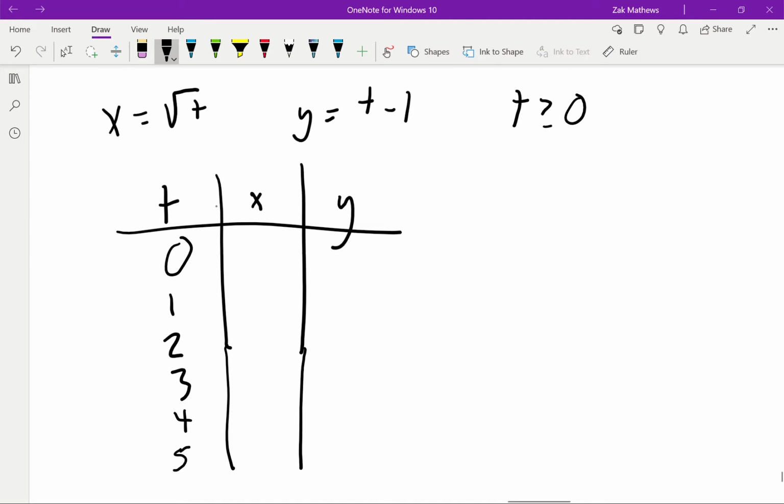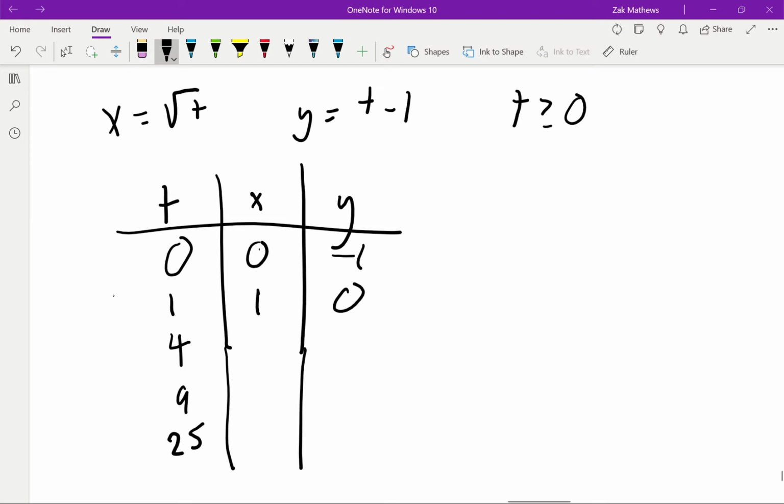And I'm going to start plugging in. Square root of 0 is 0. 0 minus 1 is negative 1. Square root of 1 is 1. 1 minus 1 is 0. Square root of 2, I don't want to do it. I don't want an irrational number. So I realize, you know what? I don't like 2. I want to count only by perfect squares, because that way I'll have just nice whole numbers. I get to choose what I want to count by.